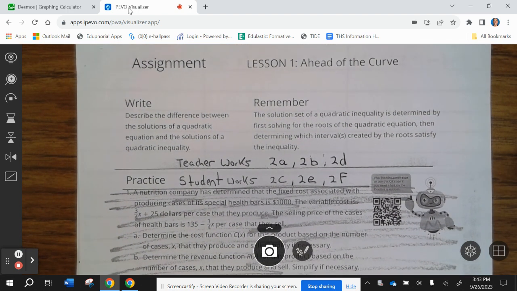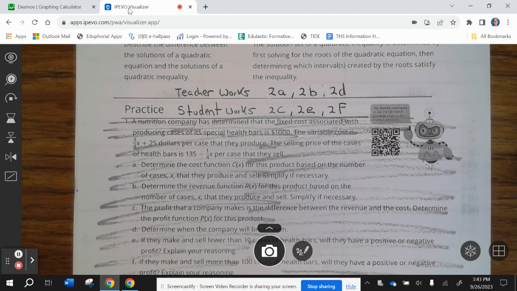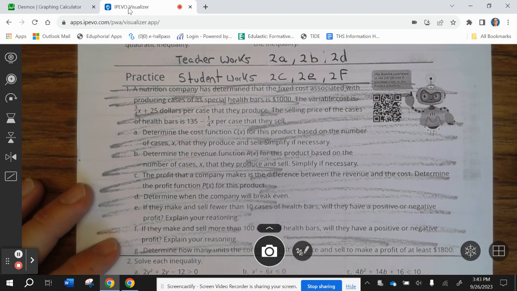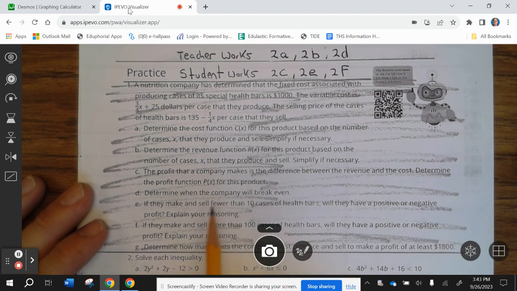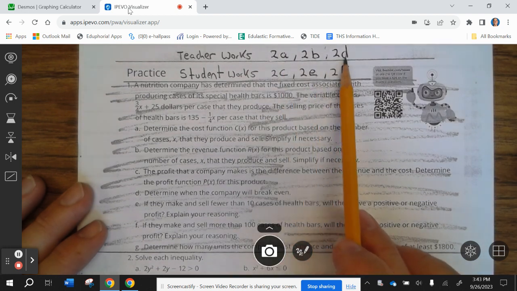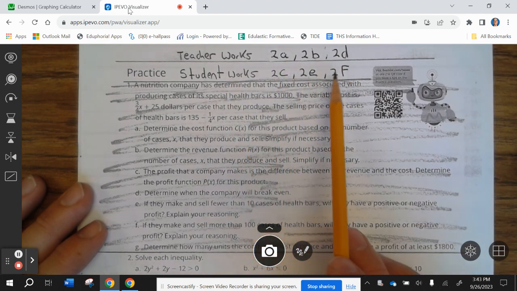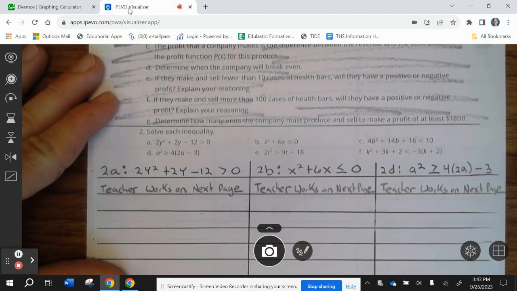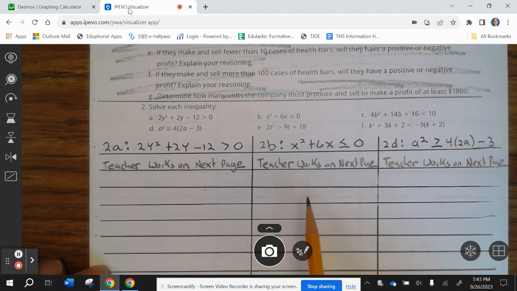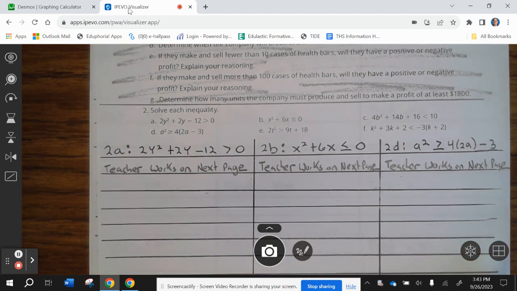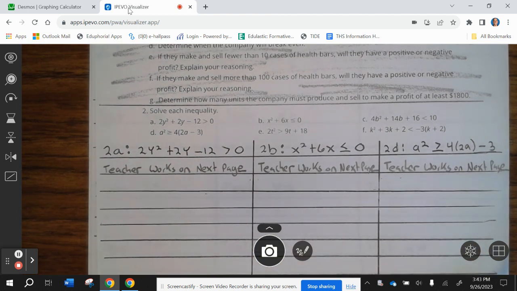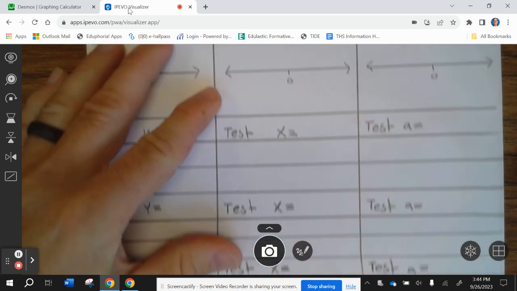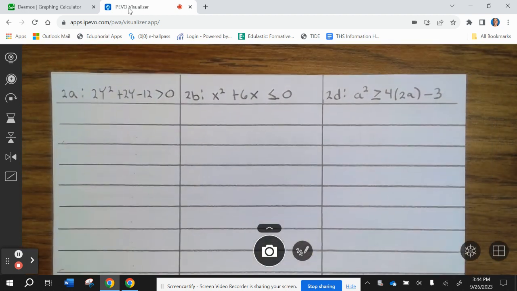All right. Now, before I do that, we're going to mark off this part, and the teacher is going to work 2A, 2B, 2D. Student will work 2C, 2E, 2F. Okay. Now, there's not enough space to do this, so I've added an extra page. You might get a scratch piece of paper to do that. But I'm going to do it on this page, okay?